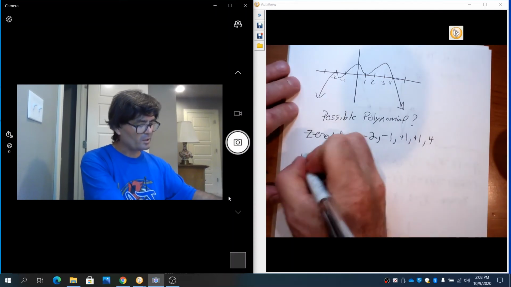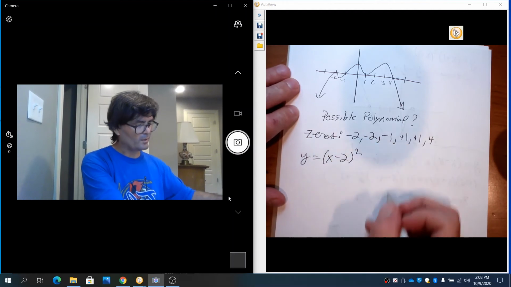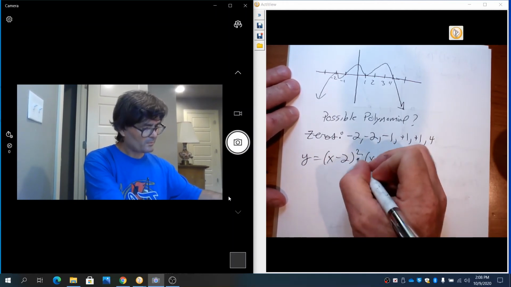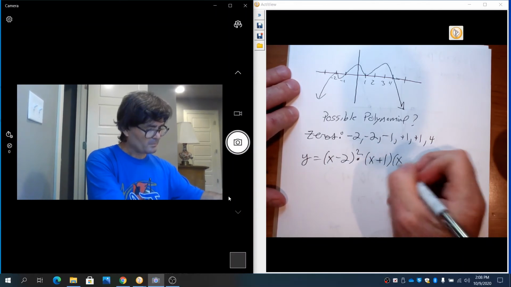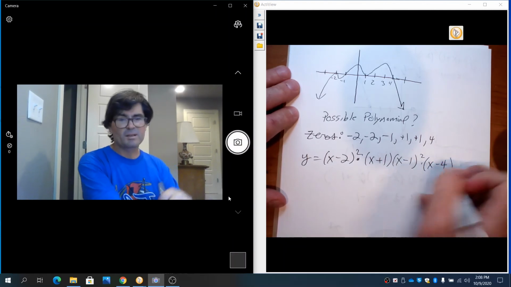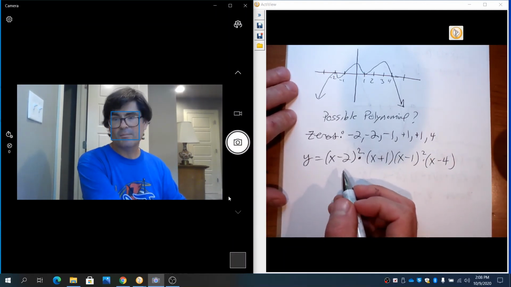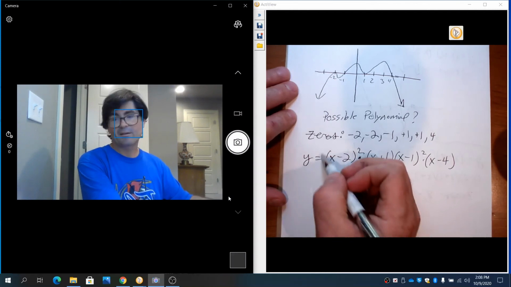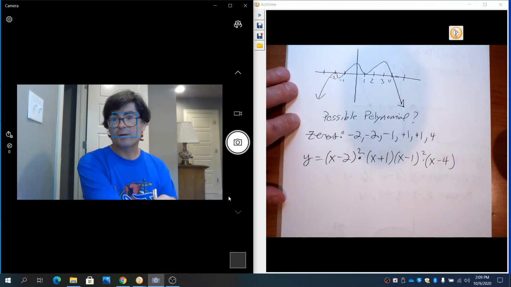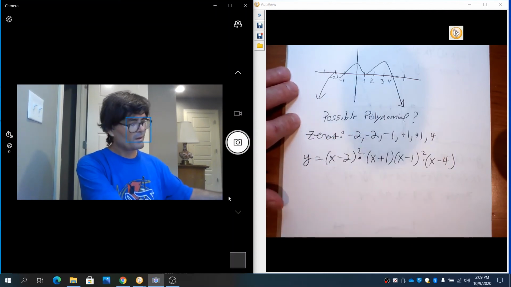And so my polynomial here would start with x minus 2 squared, times x plus 1, and then x minus 1 twice, and then x minus 4. So this is not the only answer here. I could have an 8 out front, or who knows. But that's one option for a polynomial that would have these crossing points.